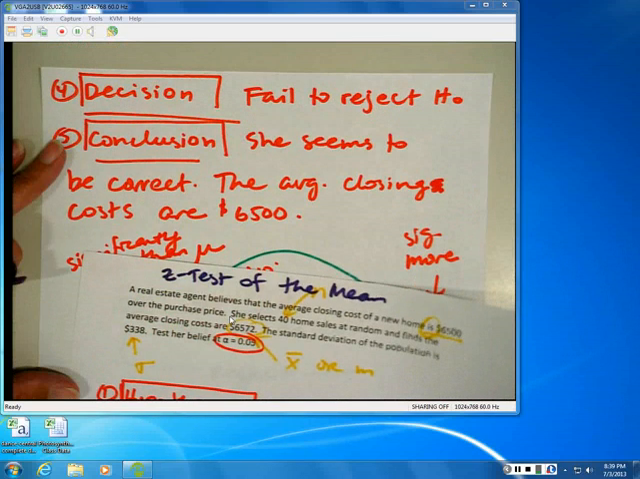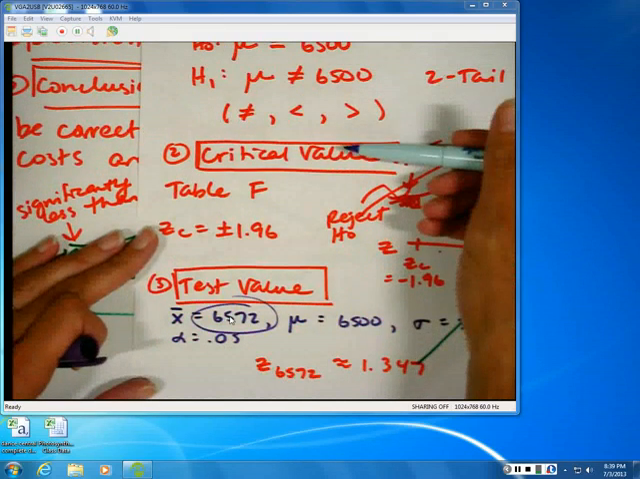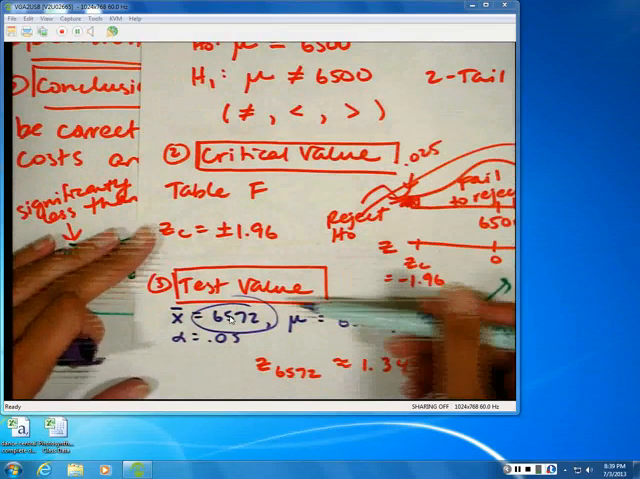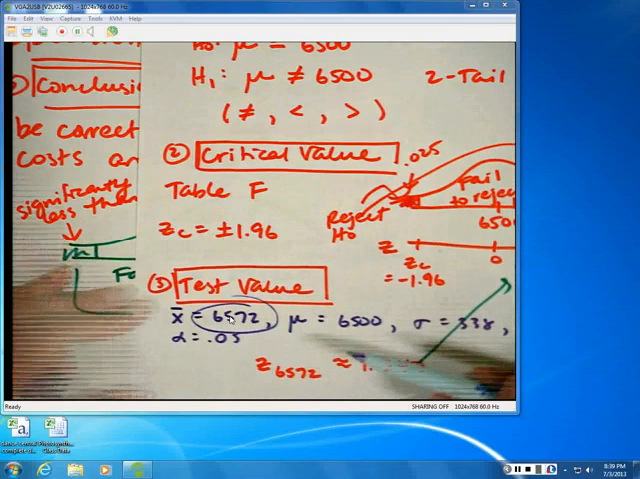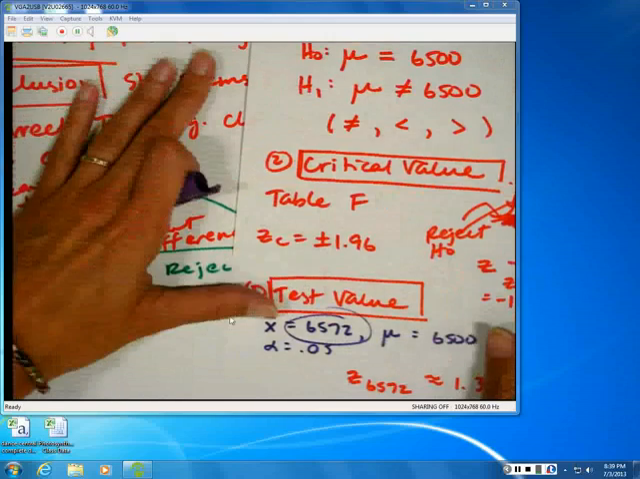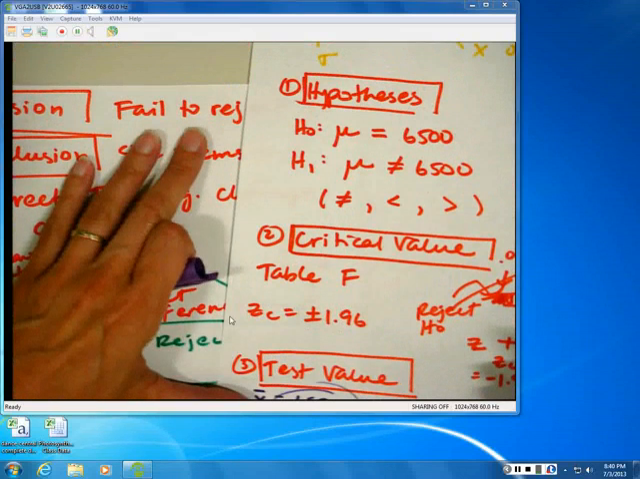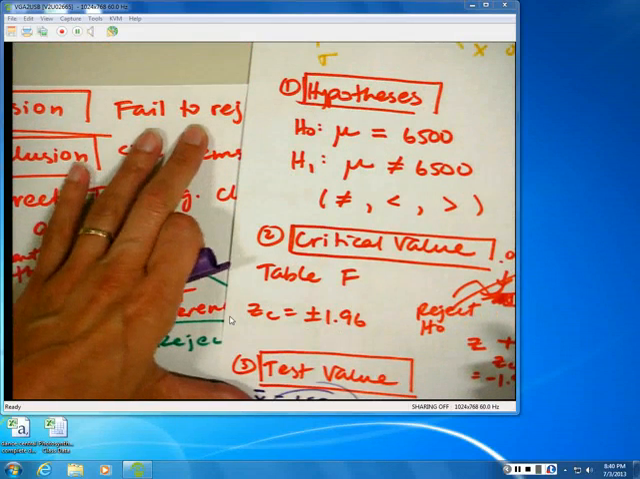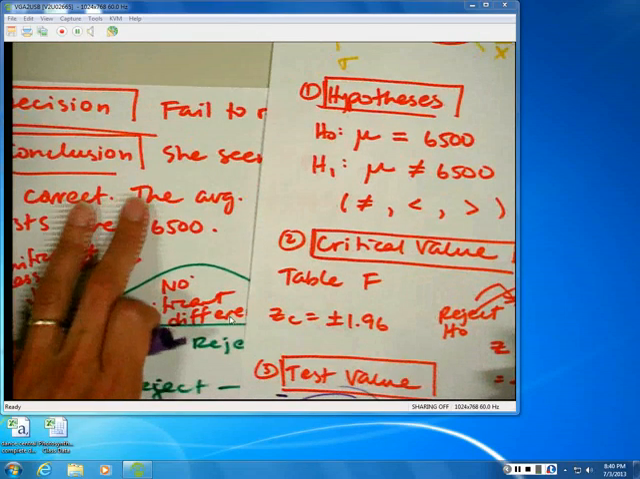Now the reason that I recapped this was a couple of things. First of all, I want to recap those 5 steps. Hypothesis; critical value, which we get from table F; test value, which we got from the calculator, that's the z-score for our sample mean; our decision, that's where we landed on the normal curve, either fail to reject in the middle or reject because we're significantly different on the ends; and then our conclusion, summarizing what that means, really answering the question.